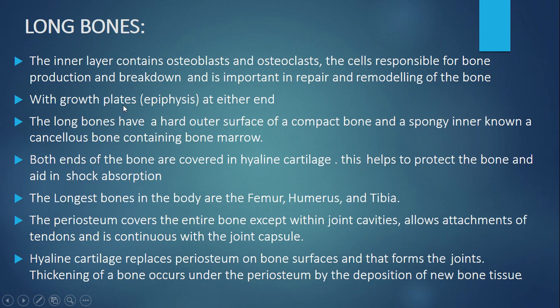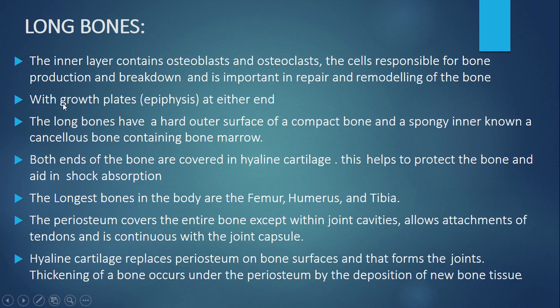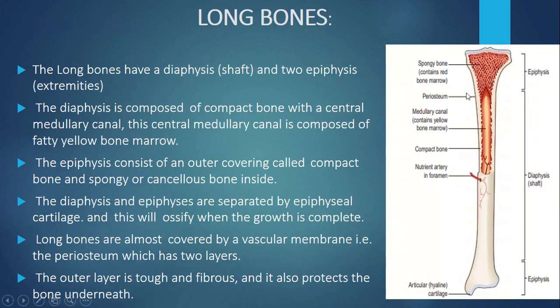With growth plates at either end. The epiphyses are the growth plates, present at both ends. The long bones have a hard outer surface of compact bone and a spongy inner part known as the cancellous bone containing bone marrow. We saw in the picture, no? Compact bone is outer and the spongy bone is inner. The spongy bone is also called the cancellous bone. Okay.